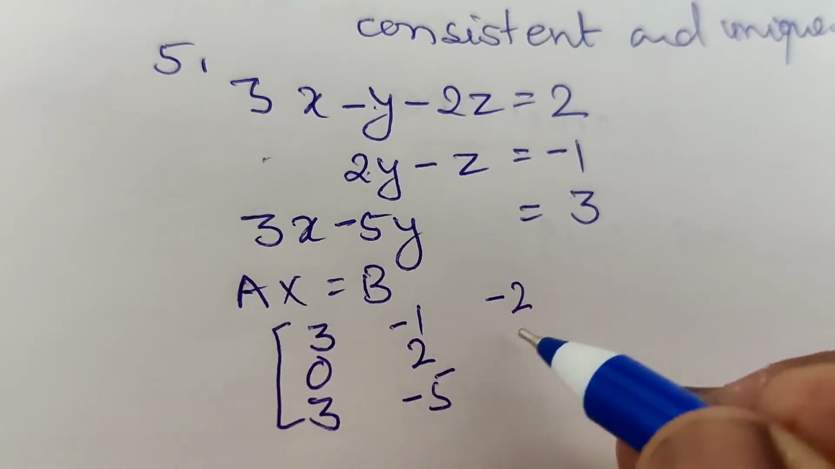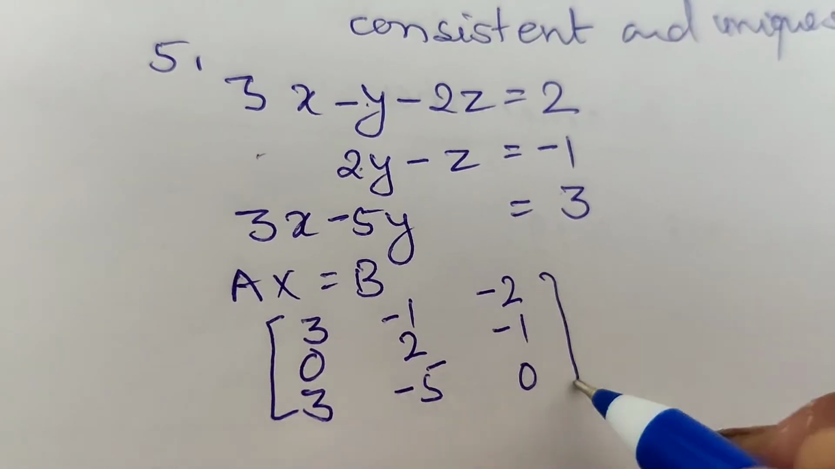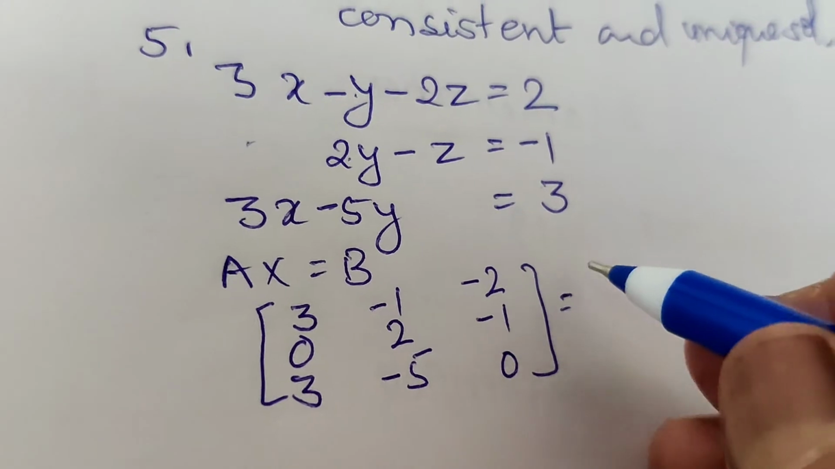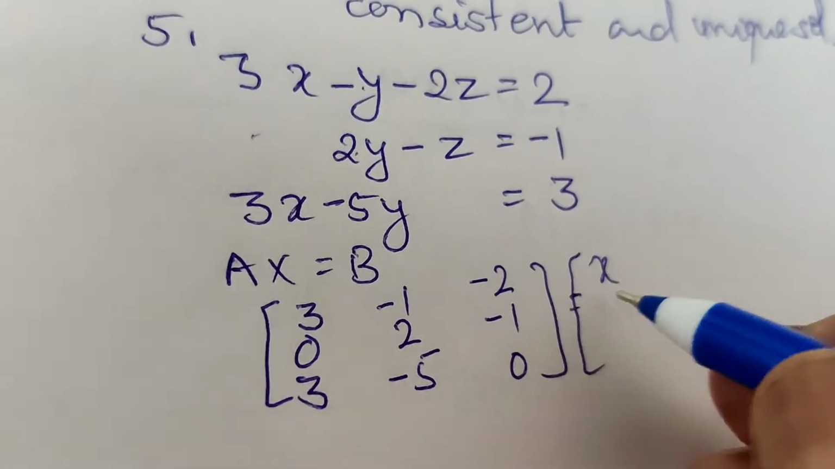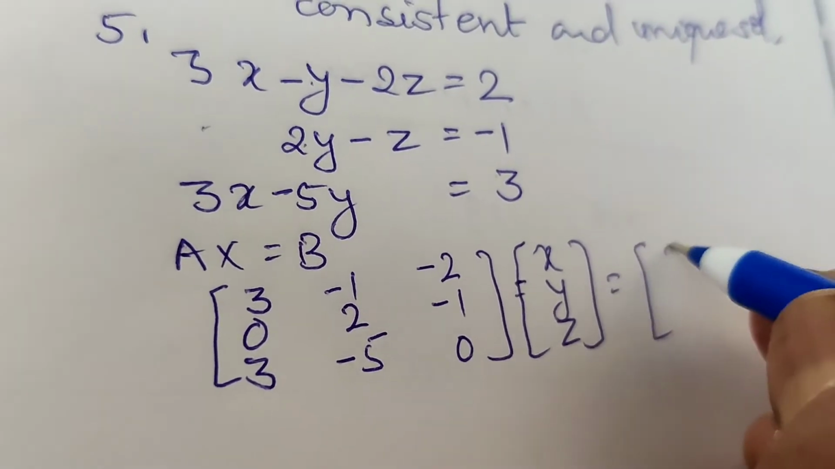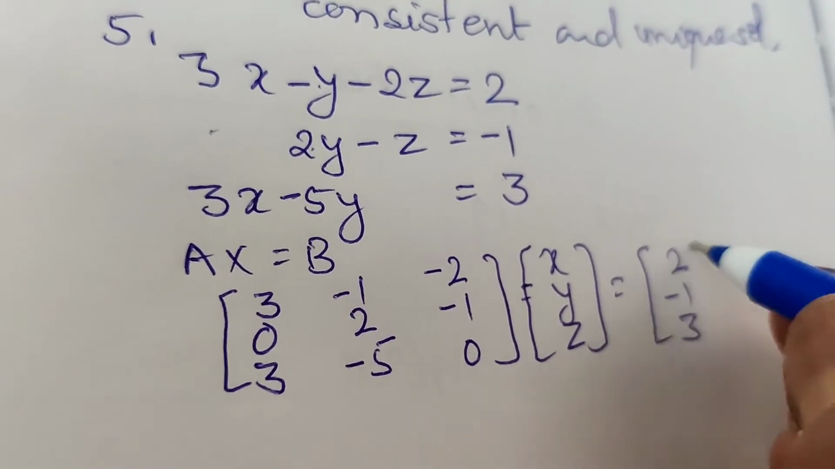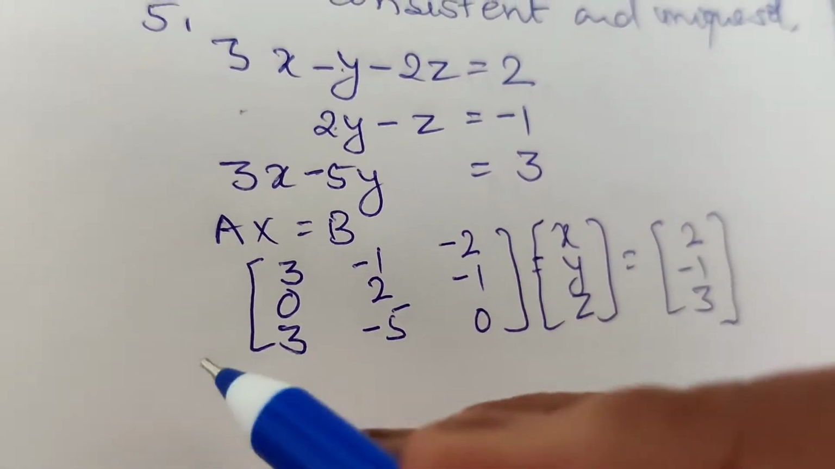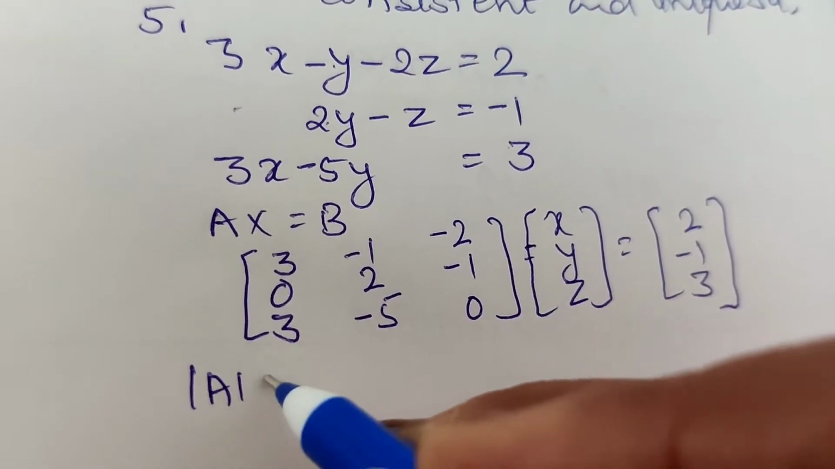And z is minus 2, minus 1, 0, into x, y, z equal to 2, minus 1, 3. Okay. Now find the determinant of A.